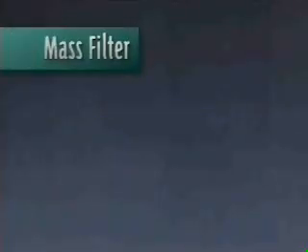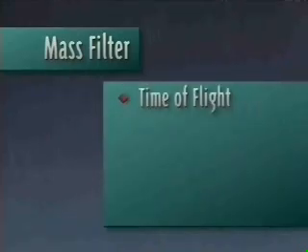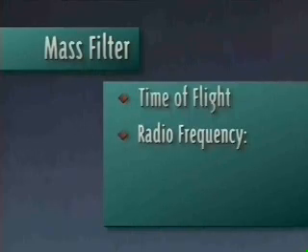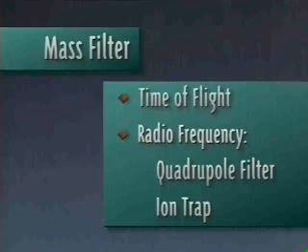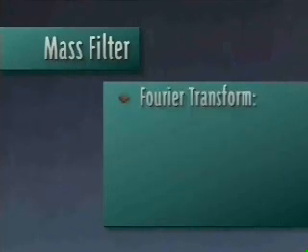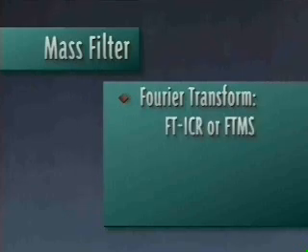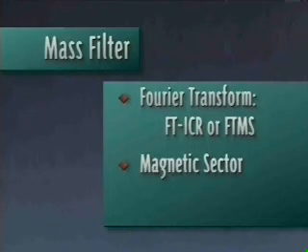There are four classes of mass spectrometers that are used to select and filter these ions. They are time of flight, radio frequency, which includes quadrupole filter and ion trap mass spectrometers, Fourier transform ion cyclotron resonance, or FTMS, and magnetic sector mass spectrometers.